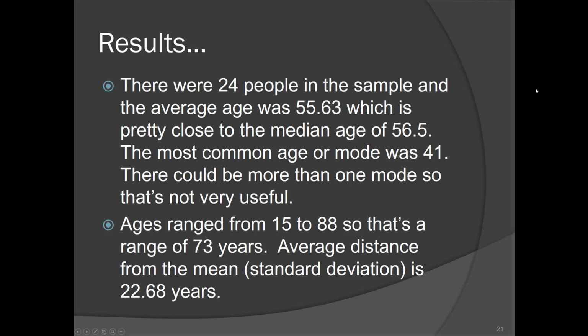Okay, so the results basically show there were 24 people in the sample. Average age was 55.63, which is pretty close to the median age of 56.5, but the mode was pretty different with 41, since that is just a measure of what was the most common age. So there could be more than one mode, there could be no mode, so it's not as useful as a measure of central tendency. And like I said, the range was 73 years, and average distance from the mean was 22.68 years.